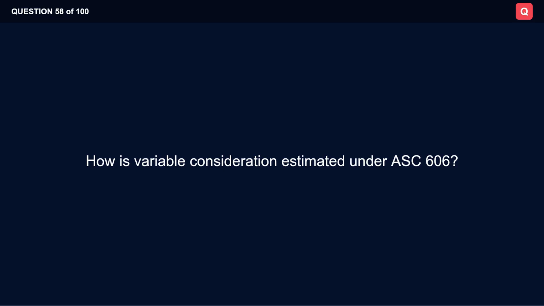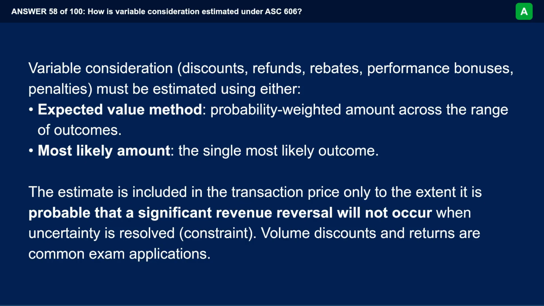How is variable consideration estimated under ASC 606? Variable consideration, discounts, refunds, rebates, performance bonuses, penalties, must be estimated using either the expected value method, probability-weighted amount across the range of outcomes, or the most likely amount, the single most likely outcome. The estimate is included in the transaction price only to the extent it is probable that a significant revenue reversal will not occur when uncertainty is resolved. Constraint. Volume discounts and returns are common exam applications.